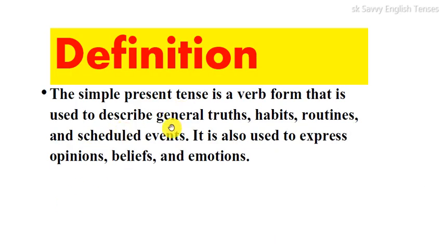Okay, so what is the simple present tense? The simple present tense is a verb form that is used to describe general truths, habits, routines, and scheduled events. It is also used to express opinions, beliefs, and emotions.